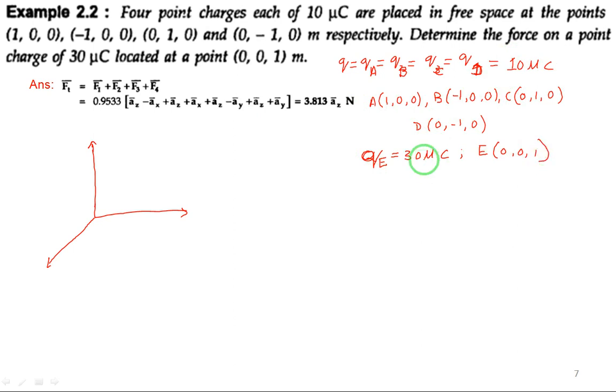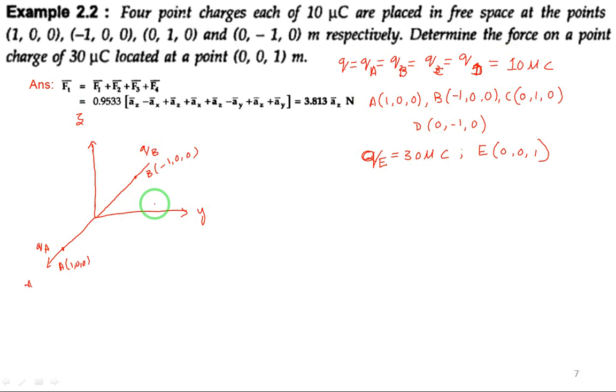And I hope the scenario is clear. The notations I have taken are clear, right? A of 1, 0, 0 will come here. This is the x-axis, y-axis and z-axis. A of 1, 0, 0 is where charge QA is located. Then B of minus 1, 0, 0 means negative x-axis. Here it will come, QB. B of minus 1, 0, 0 is where charge QB is located.